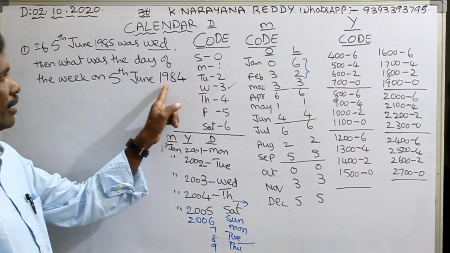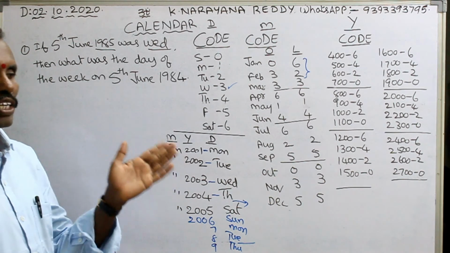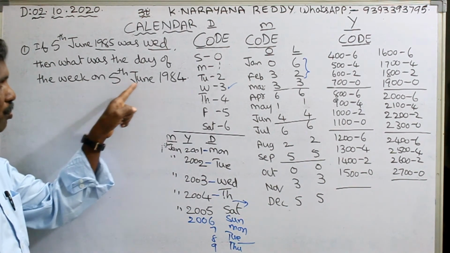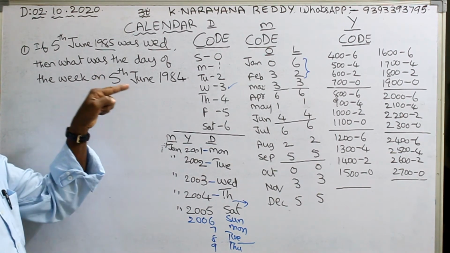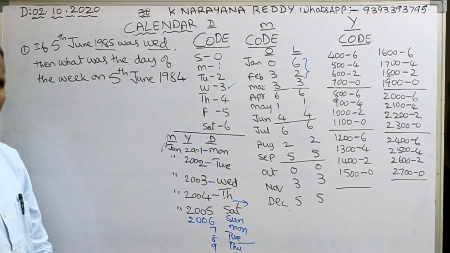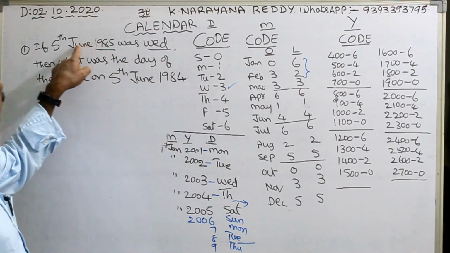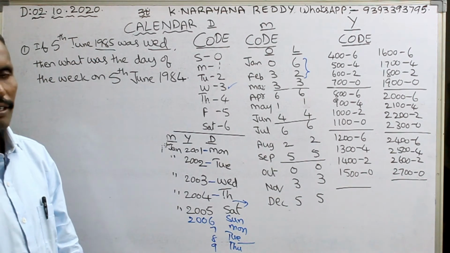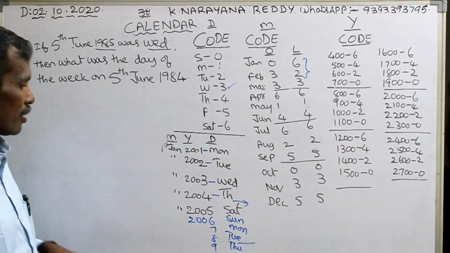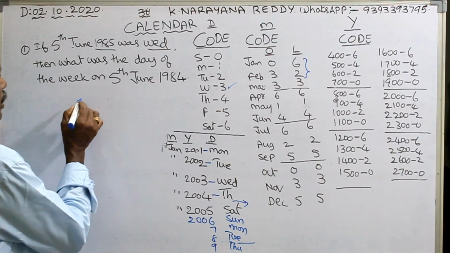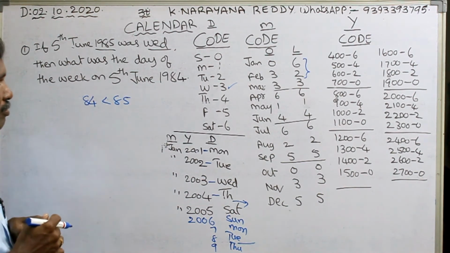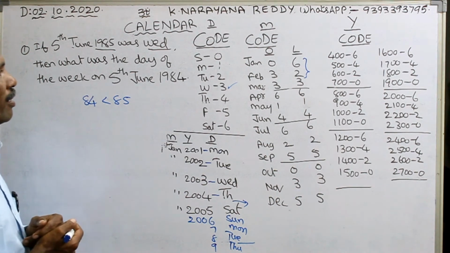Already in this year 1984, February is over. Yes or no? You are considering only from 5th June. Why? Because 1984 is less than 1985. That is why we are counting the days from 5th June 84 to 5th June 85. Yes or no? Why? Because this is the smaller year compared to 85. You know that. Please observe here, 84 is less than 85. Simple logic, you know that. That means what?